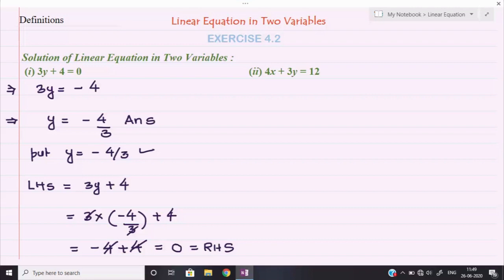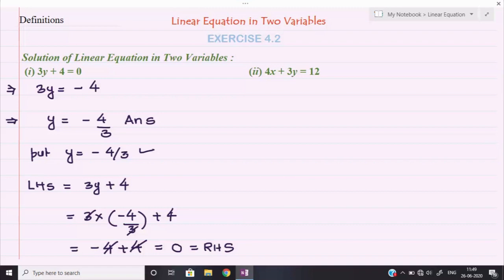So here we can say that y is equal to minus 1 upon 3 is a solution of the given equation. So what does solution mean exactly? The value of the variable that satisfies the given equation. And what is the meaning of satisfy? It means if you put that value in the given equation, LHS and RHS will be equal.